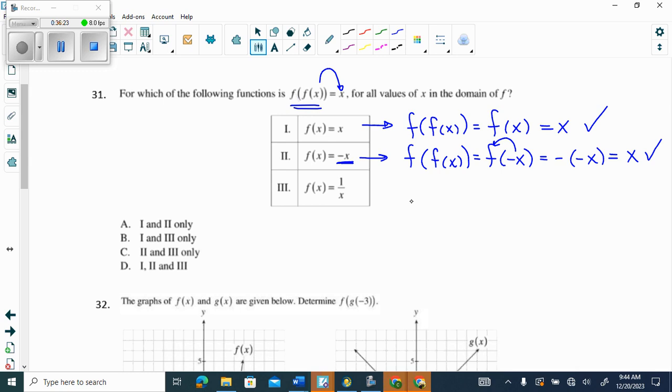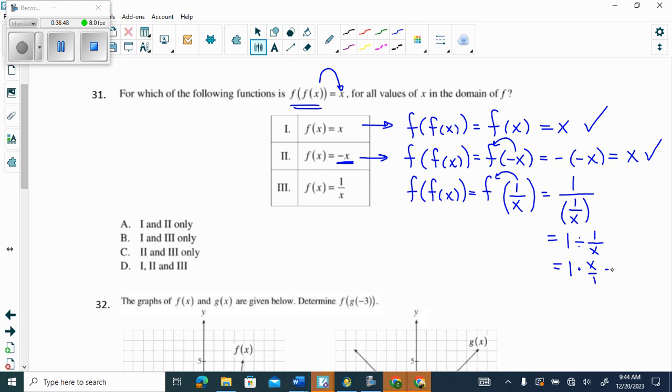Then here I have f of x equals f of 1 over x. And now I'm going to plug this into the x of 1 over x. So watch. I'm going to get 1 over x. Do I ever stack fractions? I'm going to go 1 divided by 1 over x, which is the same as 1 times x over 1, which actually equals x. So it's all of them.